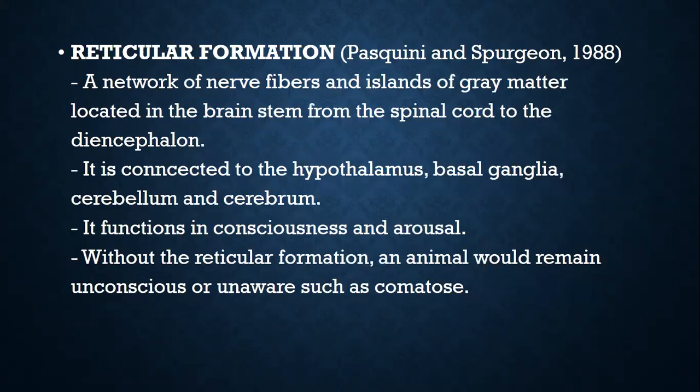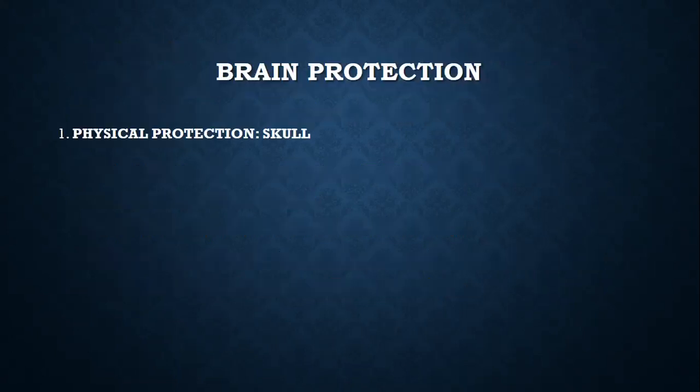Reticular formation, again from Pasquini and Spurgeon. A network of nerve fibers and islands of gray matter located in the brainstem from the spinal cord to the diencephalon. It is connected to the hypothalamus, basal ganglia, cerebellum, and cerebrum, and it functions in consciousness and arousal. Without the reticular formation, an animal would remain unconscious or unaware, such as comatose.